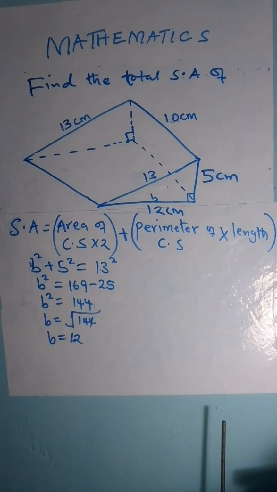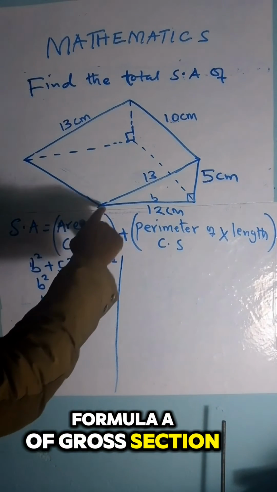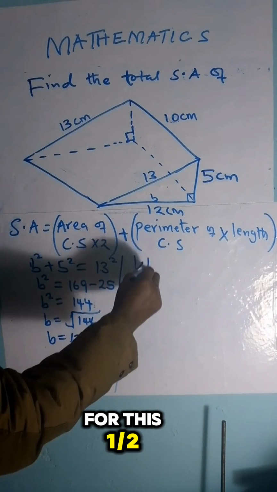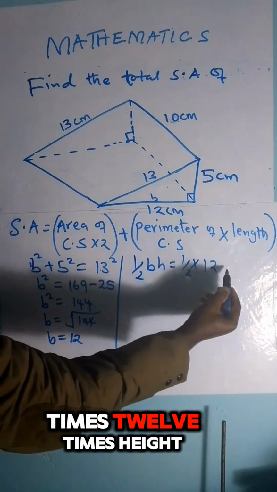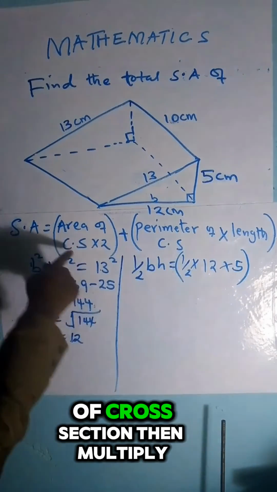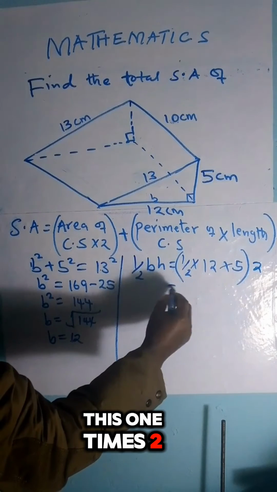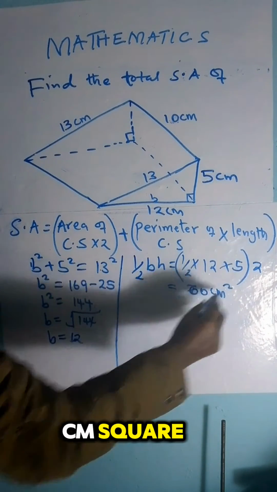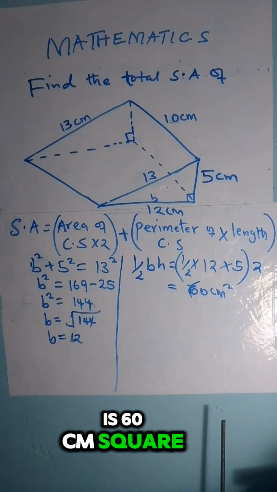Right. Now we apply the formula. Area of cross section: I have told you the cross section is a triangle, therefore it is a half base times height. A half times 12 times height, which is 5. This is the area of cross section. Then multiply this times 2. This one will be 60 centimeters square. So the area of cross section times 2 is 60 centimeters square.